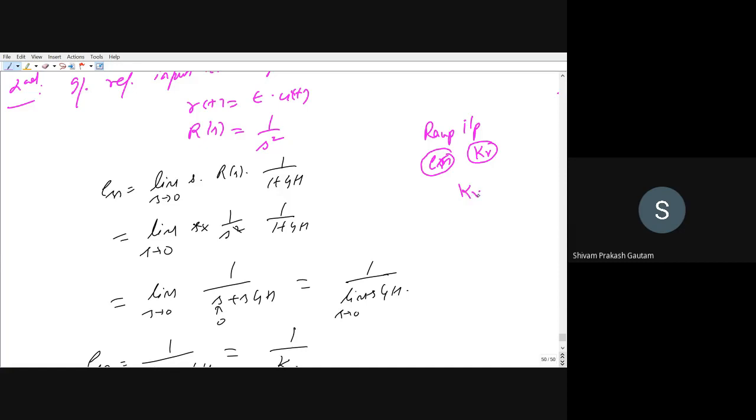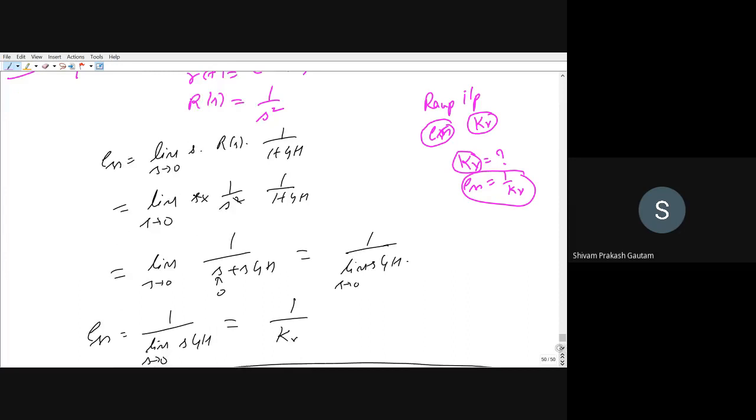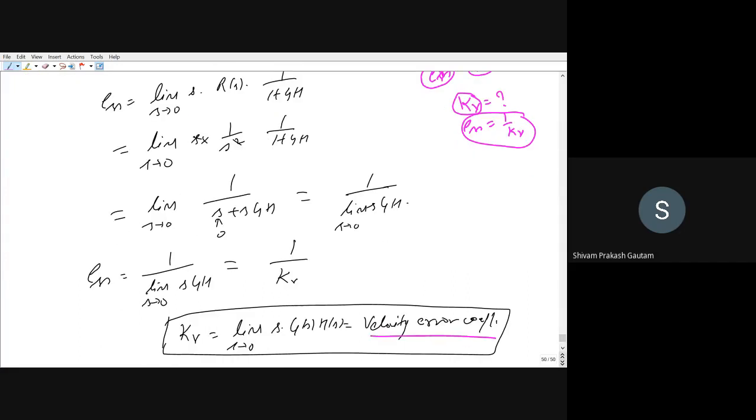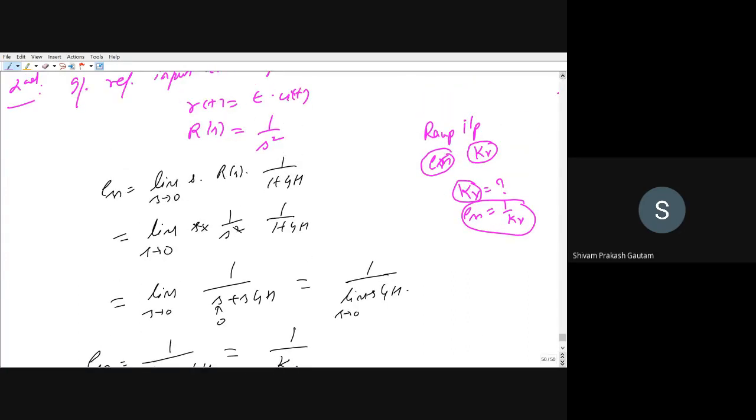First you have to calculate KV, then you can calculate steady state error, which will be inverse of KV. KV is called as error coefficient. We are calling this as velocity error coefficient, right? And how we are calculating KV? You can see limit S tends to 0. This is the standard formula that we have derived.